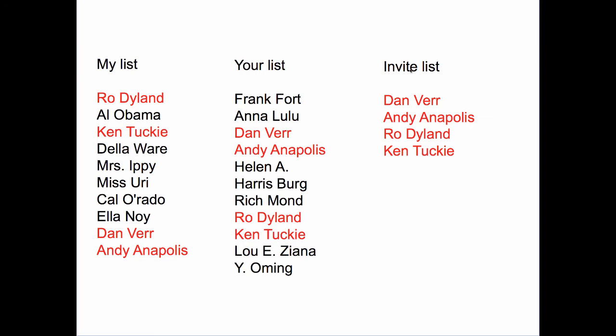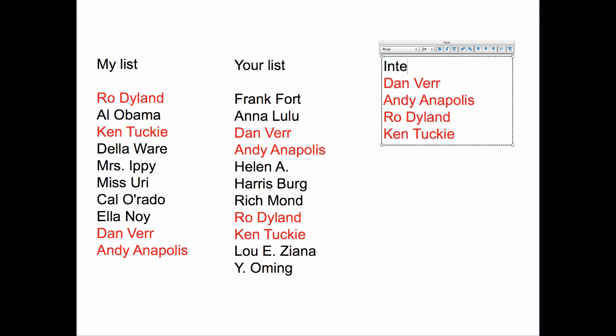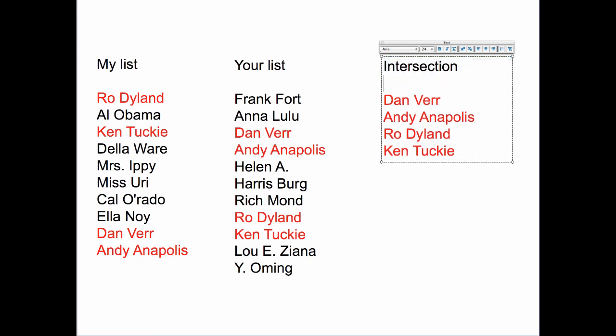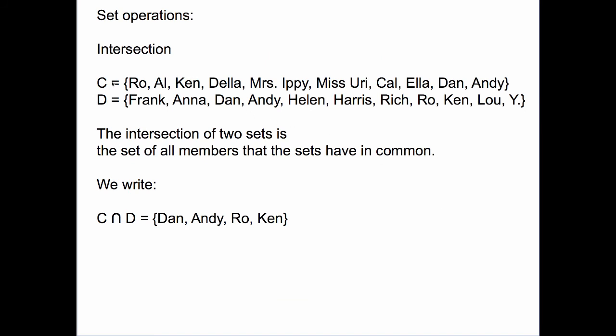And what we've done with this invite list is we've found the intersection of those two lists. The intersection of two lists, or of two sets, is the set of all members that are on both lists. So let's formalize that now. If I have two sets, C and D, and here are the first names of all of those people, the intersection of those two sets is the set of all members that the sets have in common. So we'll write C intersect D, and that would be Dan, Andy, Ro, and Ken.